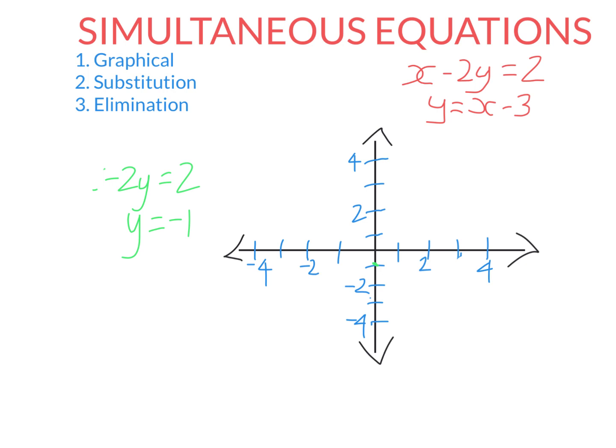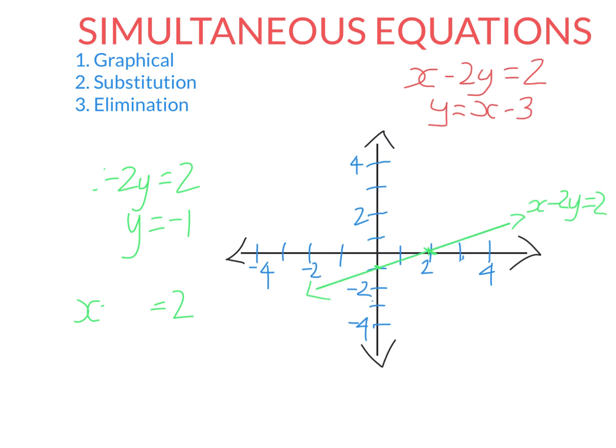So to find the x-intercept, you just let y equal 0. So if I have x minus 2y equals 2, the y just disappears, I'm left with x equals 2. So the x-intercept of this line is here. So when you have your 2 points, you simply join them up.